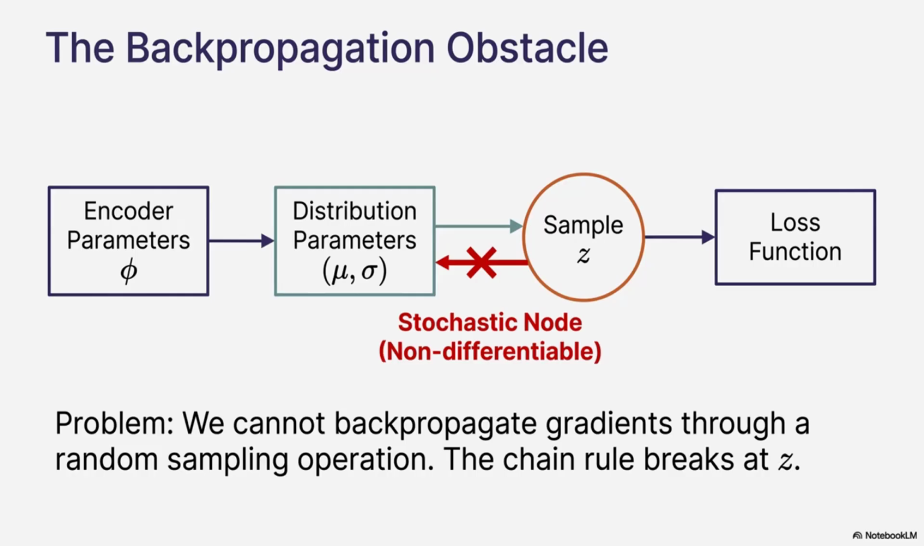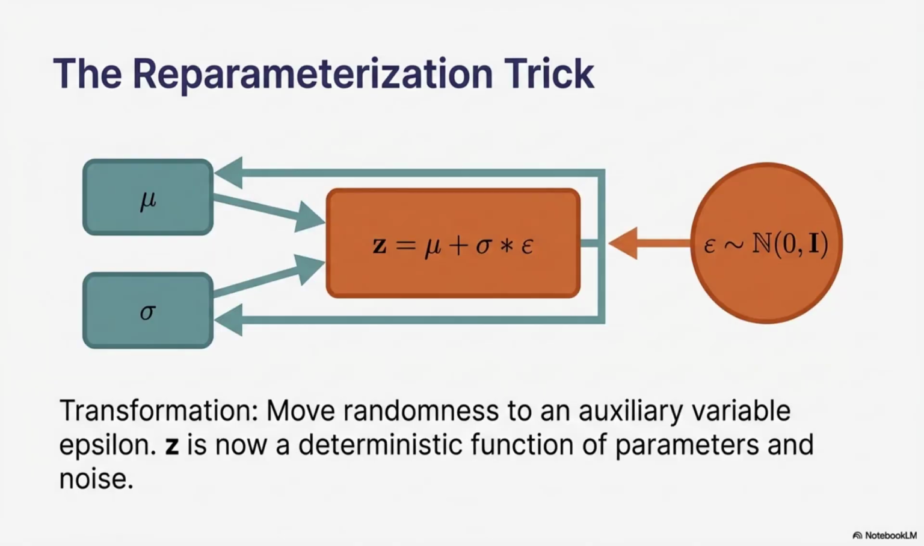See, the way an AI learns is by sending error signals backward through the network to make tiny adjustments. You can think of these signals as a trail of breadcrumbs called gradients. But that random sampling step, it's like a black hole for those breadcrumbs. The signal goes in and it never comes out. The trail just goes cold. The learning chain is broken. So how do you fix a broken chain?